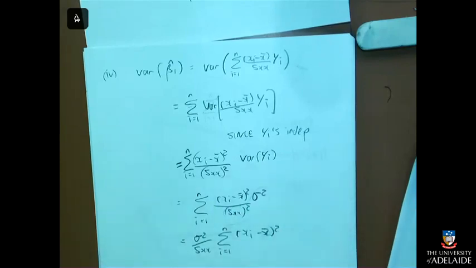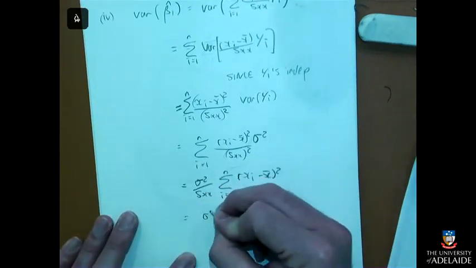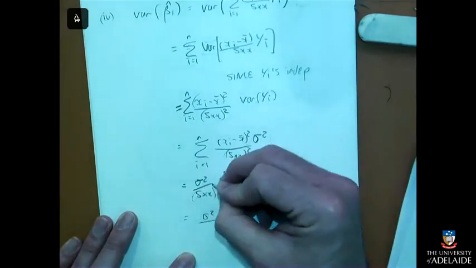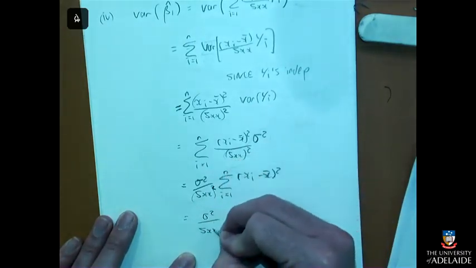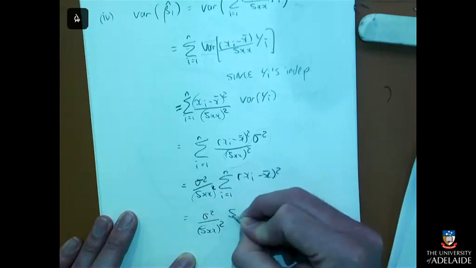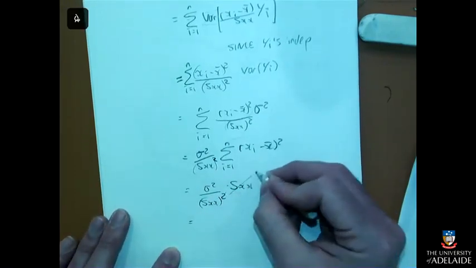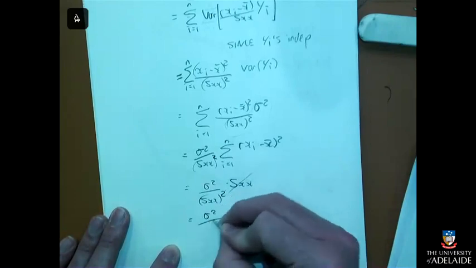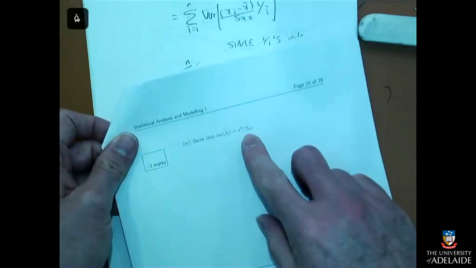And the sum of xi minus x bar squared is exactly the definition of sxx. This is squared, sorry, because I had a squared there. And so that cancels with that, and I get sigma squared over sxx, which was indeed the goal. Excellent.